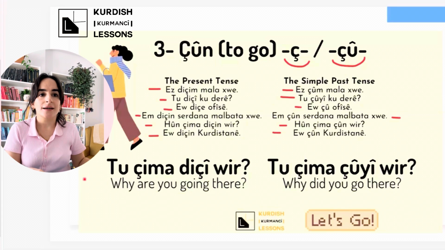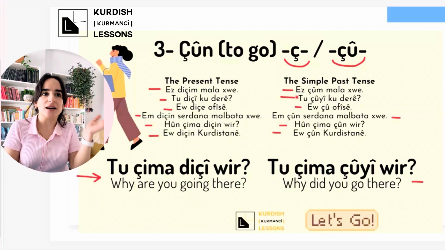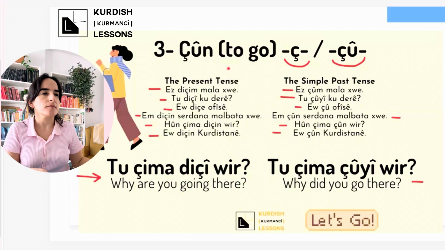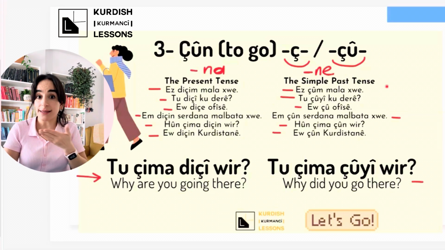Here, to chuma chiwar, why are you going there? To chuma chiwar, why did you go there? Okay? So this is chun, an important verb, learn it. Chum, nachum, chum, nechum. So don't forget, for the present tense, the negative prefix is na, and the negative prefix for past tense is ne. Nechum, nachum. Okay?